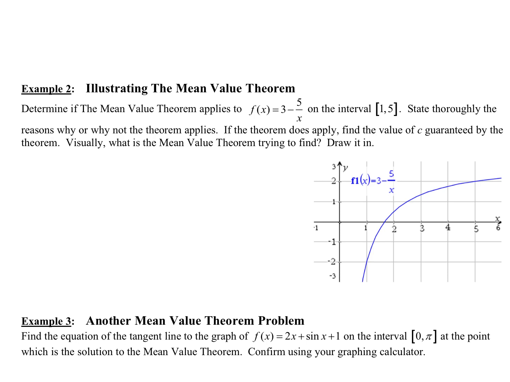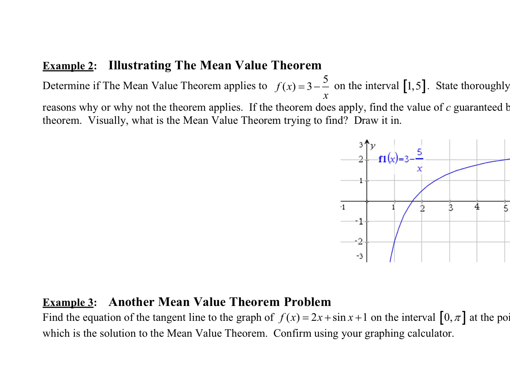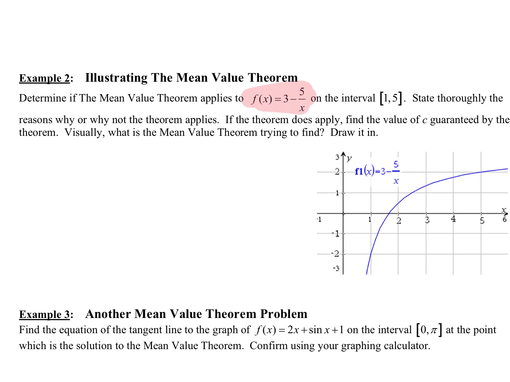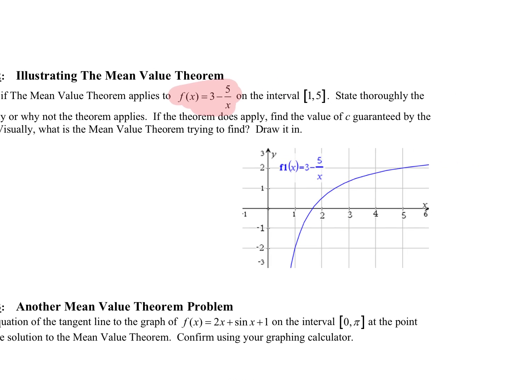So I've been given a graph on the right hand side of this function. F of x is equal to 3 minus 5 over x on the interval from 1 to 5. State why or why not the theorem applies, and if it does apply, find the value that is guaranteed by the theorem. So first of all, if I'm just looking at this picture, from 1 to 5, at 1 my value is here, and at 5 my value is here, right?